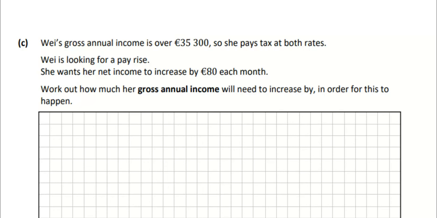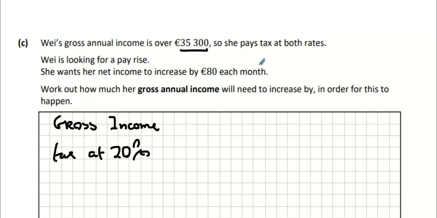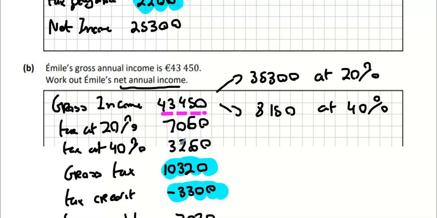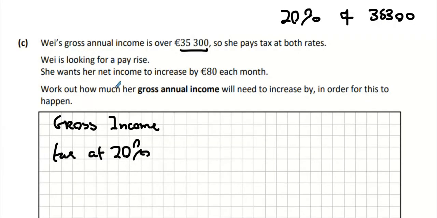Right. So the deal is I don't know the gross income. The gross income I do not know. All right. The tax at 20% I do know because it says she earns over 35,300. So it's still 20% of 35,300. Okay. And 20% of 35,300 is 7,060 from the last question.